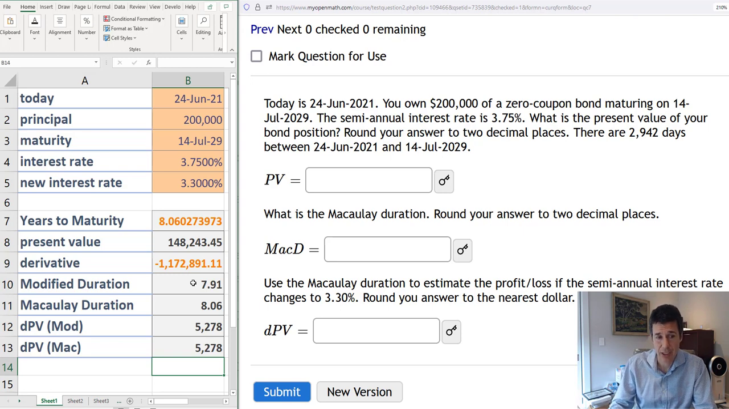Change in present value is the derivative of present value times the change in yield. Modified duration, Macaulay duration are different ways of looking at the derivative.